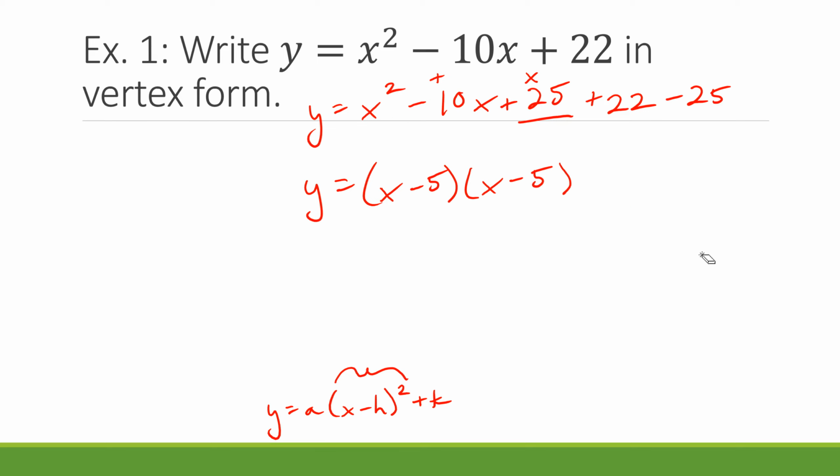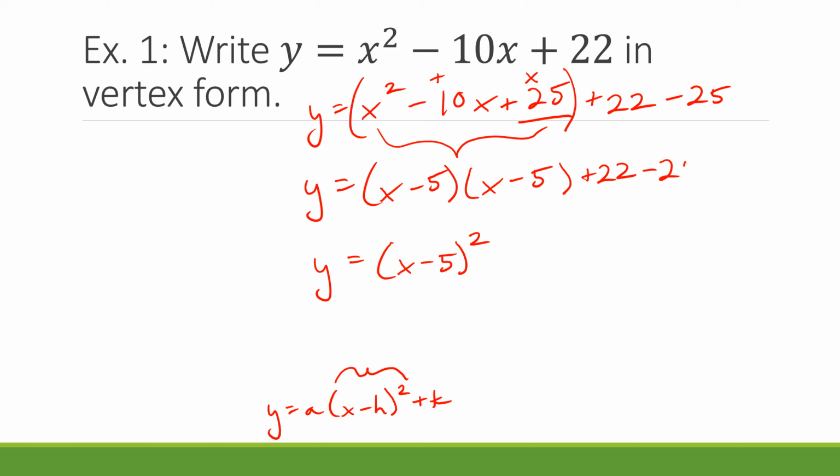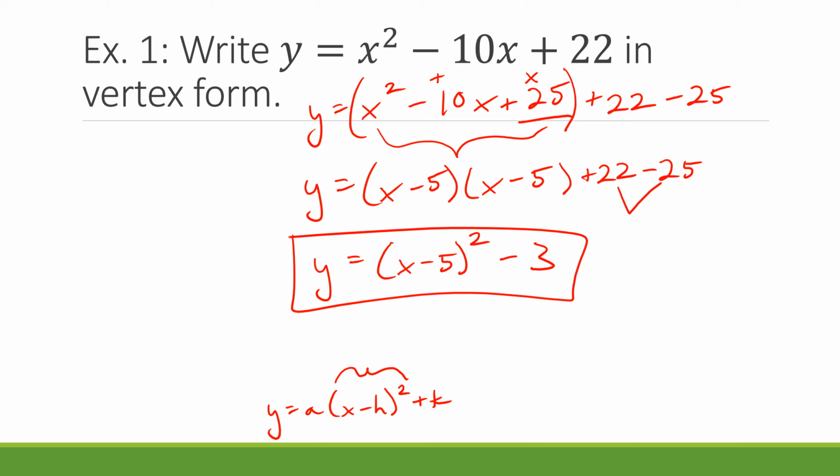So the other sketchy thing is, really I only factored this part, right? This part factors into x minus 5 times x minus 5. That's going to be x minus 5 squared, so that's good. But I still have to take care of the plus 22 and this new minus 25 on the right-hand side. So let's combine those like terms. 22 minus 25 is -3. Hey, look, I have it in vertex form.